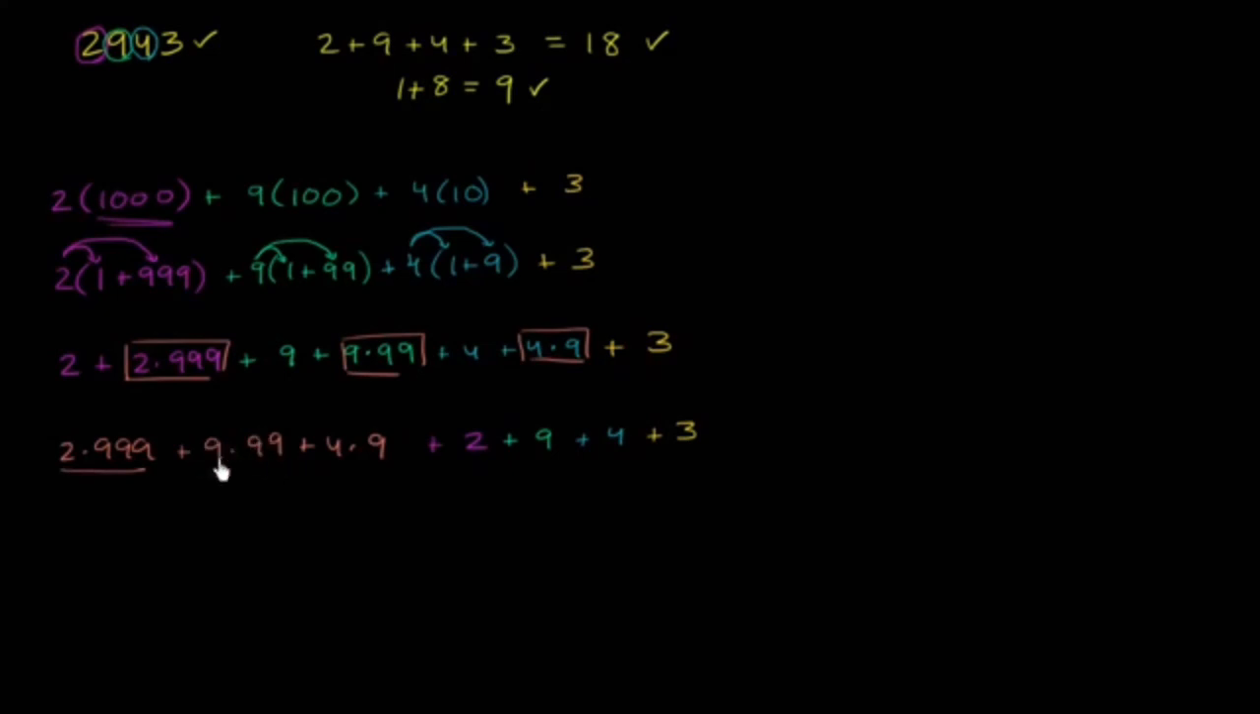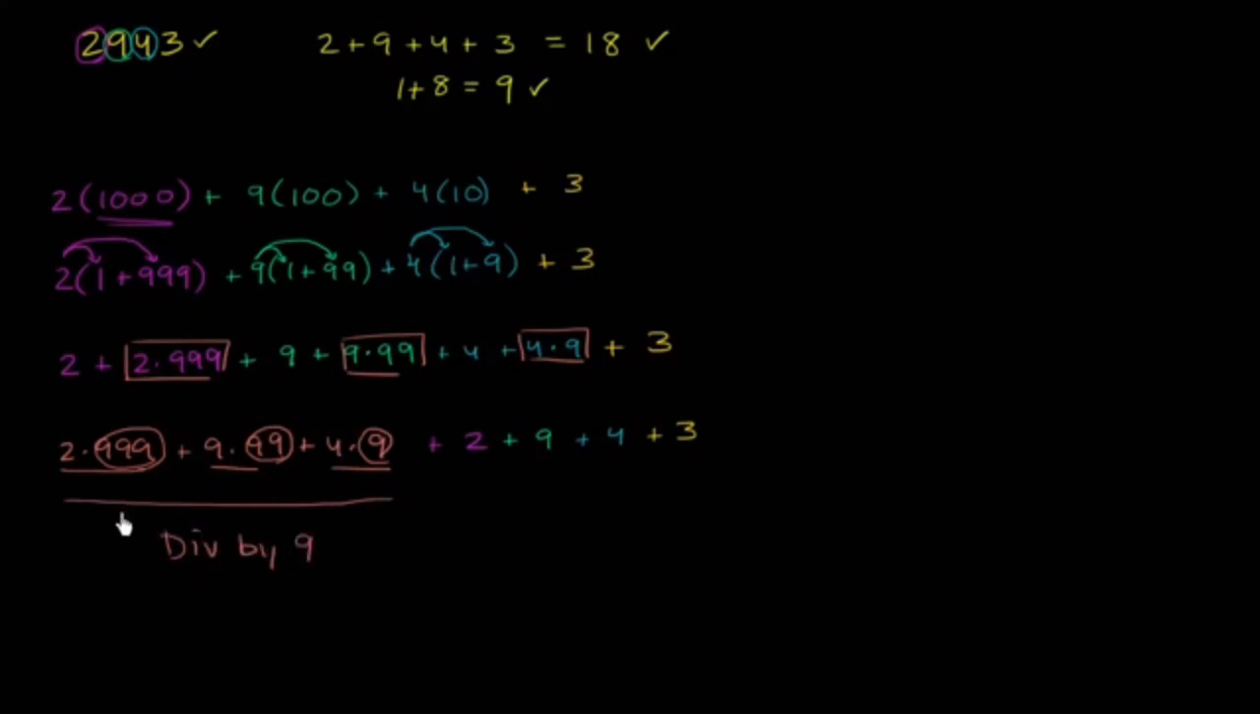99, regardless of whether it was being multiplied by 9, whatever is multiplying 99 is going to be divisible by 9, because 99 is divisible by 9. So this works out. And same thing over here. You're always going to be multiplying by a multiple of 9. So all of this business right over here is definitely going to be divisible by 9.